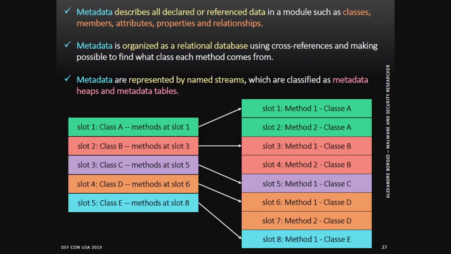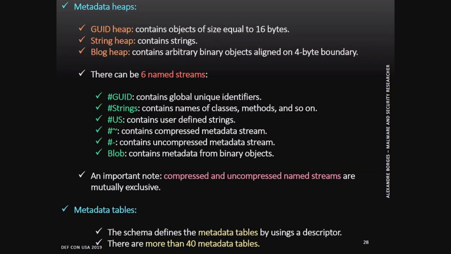These metadata are organized in named streams and classified in metadata heaps and metadata tables. Metadata heaps are easy because our only concern is about strings. So a string heap is more important for us. And inside these six named streams, we have #US, which is related to user strings, and #-, which is a kind of uncompressed metadata stream. So I believe that these two are the most important.